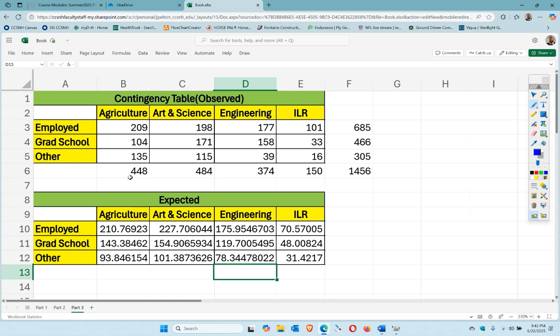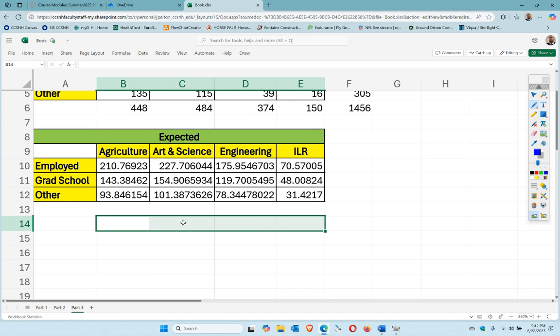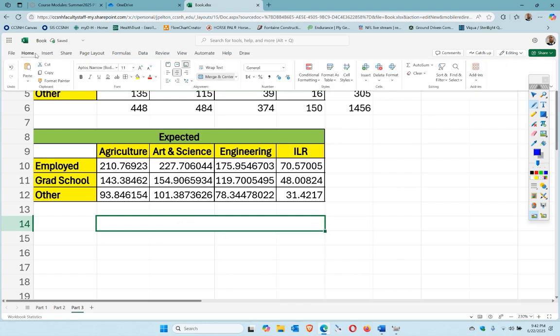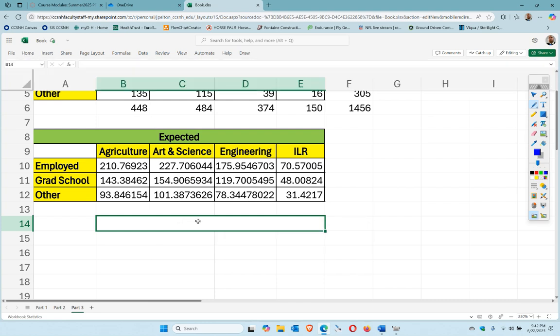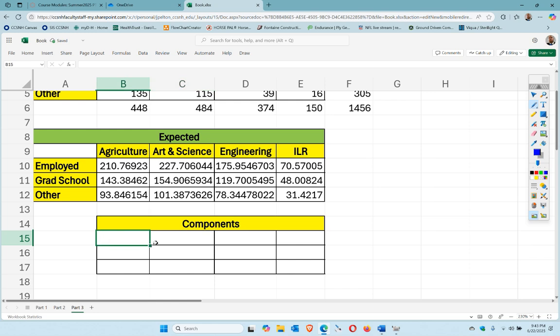Okay, so then we need the components now. So we'll just take this and merge them together. There's merge there, or you can go up to here and merge them. Right, so this will be components, bold box, and then we'll need to box these ones. There we go. Okay, so we do the formula.